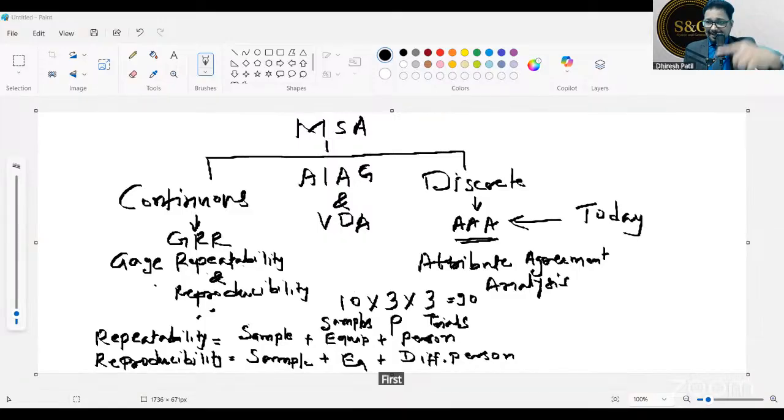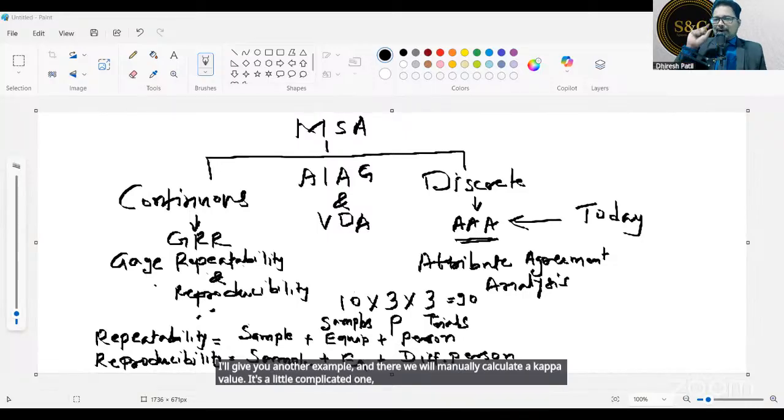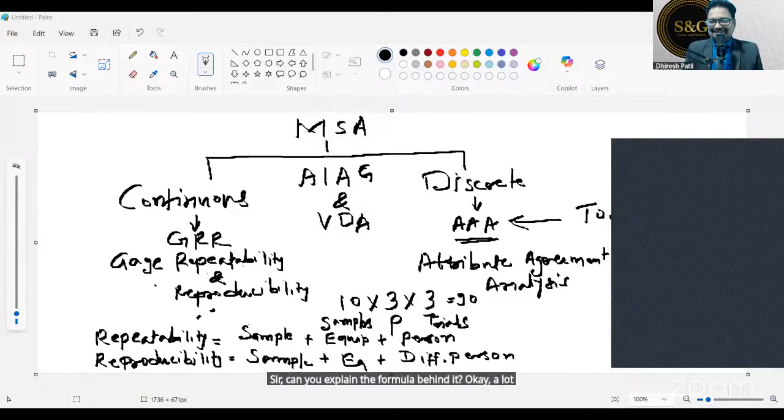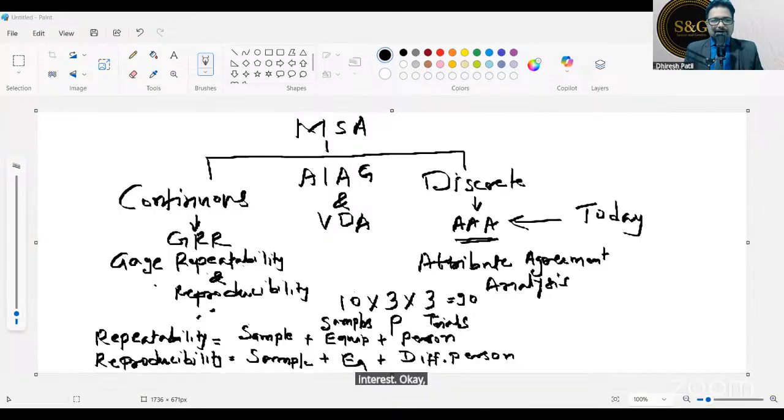First, we will do this Minitab exercise. I will explain you the scenario, and then I'll give you another example, and there we will manually calculate a kappa value. It's a little complicated one, okay, but I'll just show it once. You don't have to remember the formula, etc. It is already built in the software, okay. But just for our understanding, a lot of people have that interest. Sir, can you explain the formula behind it? Okay, everybody open the file. Just give me a yes in the chat box so that we can proceed further.